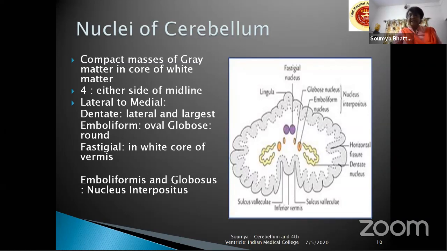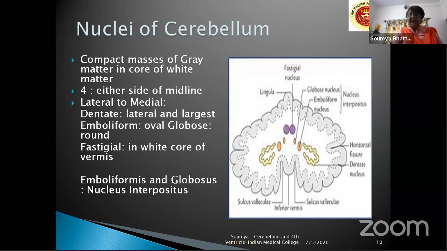I'm sure you can understand it. Now see, if we start from lateral to medial, you will see that there is a crenated nucleus here. This crenated nucleus is the largest nucleus. It is the lateralmost nucleus. Therefore, it is called the dentate nucleus. This crenation reminds one of the dentine part, the dentations. So, this is the crenations which we call the dentate nucleus.